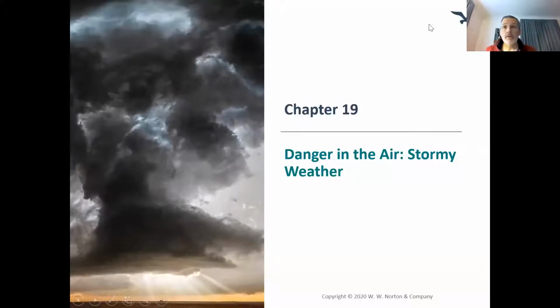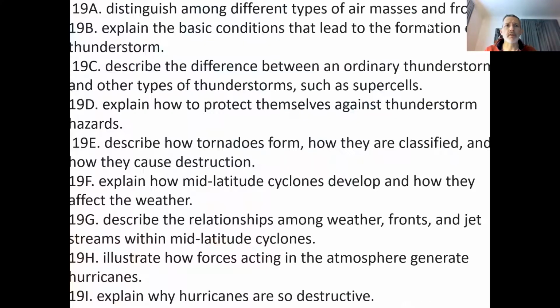All right, so we're going to get started with our last chapter on meteorology, which is chapter 19. There is actually chapter 20 in the book, which talks more about climate. Just in the interest of time, we had to cut that chapter out. So when we get started in this chapter, we're going to be talking about a number of different topics.